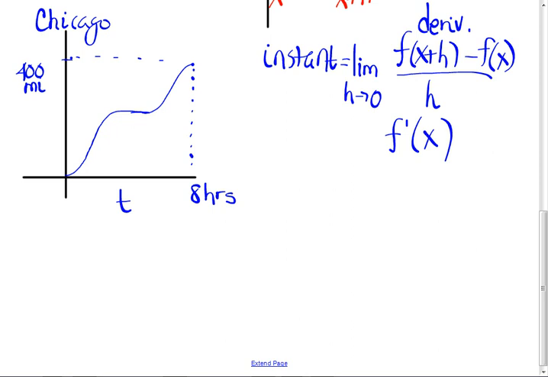Okay, what is your average velocity? Well, it's the change in your position over your change in your time.